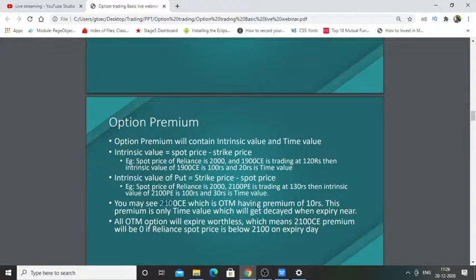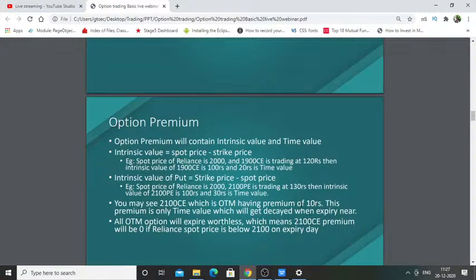This OTM 2100 call option will have a premium of 10 rupees, and if the stock doesn't move above 2100 by the time of expiry, then the person who has sold this 2100 call option will get a profit of 10 rupees, because this is purely time value. So this will decay, and the 2100 call option will expire at zero.